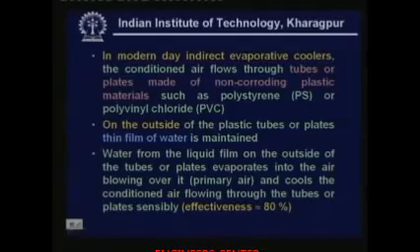Plates sensibly. Okay, and using this kind of an arrangement, you can get an effectiveness as high as 80%. Even though you may be surprised that we use plastic materials, plastic tubes or plastic plates in a heat exchanger, because as you know, plastic has low thermal conductivity. Still, you manage to get high effectiveness because you get very high heat transfer coefficients outside the tube, because outside the tube you have latent heat transfer.